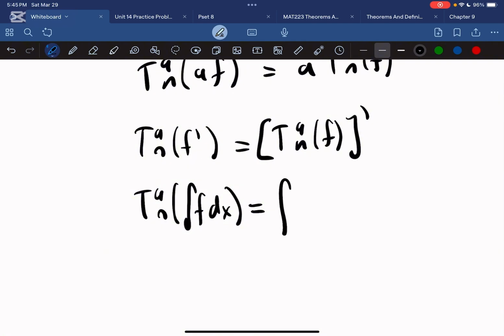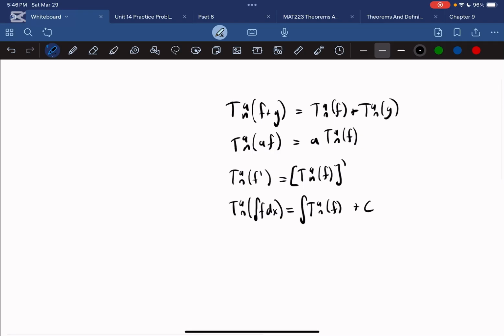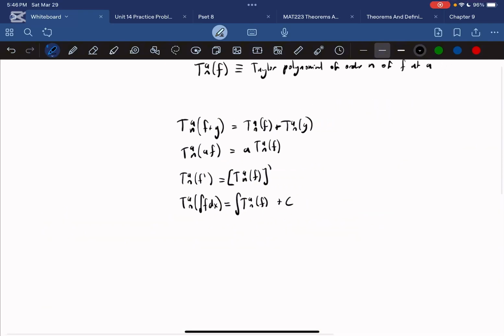This would be tan of f, and then I guess plus c. And then this is the one I'm going to spend a lot of time on, because there are some subtleties to it.